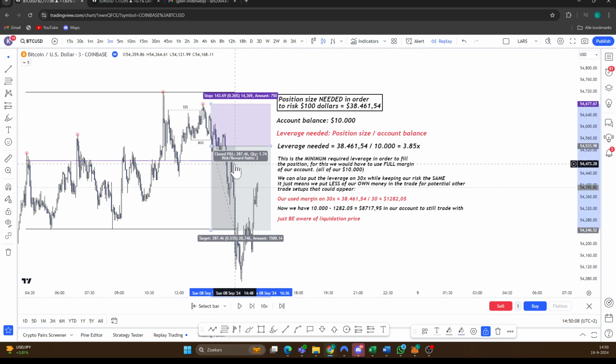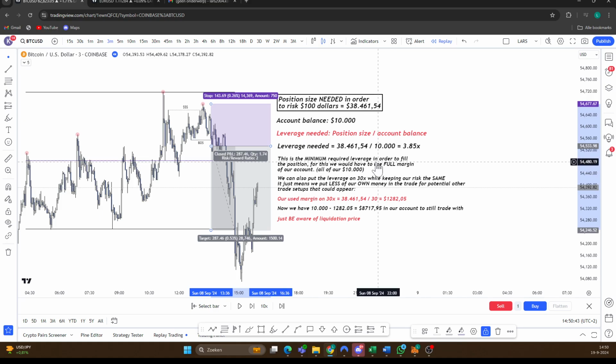But that requires me to use my total account balance in that trade, which can be pretty inconvenient if I, let's say, have another setup I want to take, right? Let's say this trade ends up being a swing run, right? It runs way more down and I want to hold it. Well, I already used up all my account balance for this trade, so I have no more money to enter another trade. And this calculation just calculates the minimum required leverage in order to fill the position, and we would have to use full margin for this.